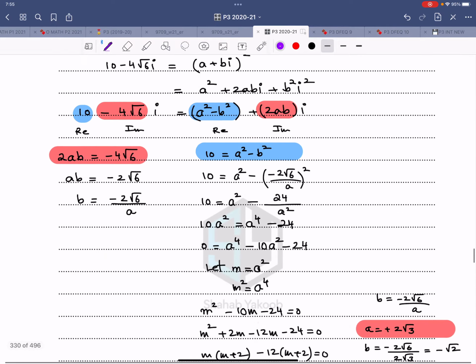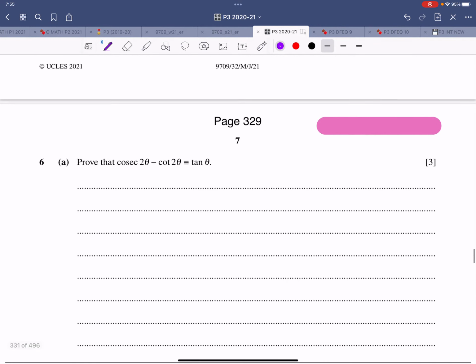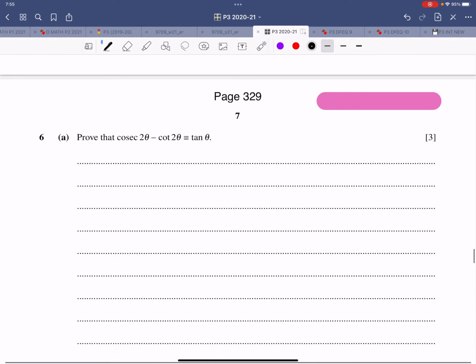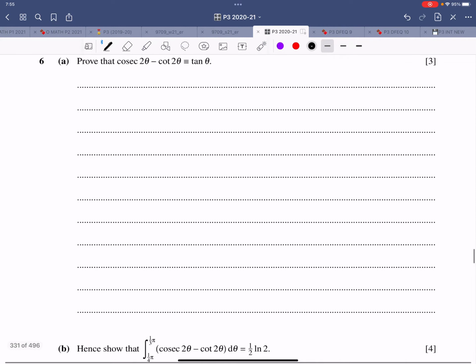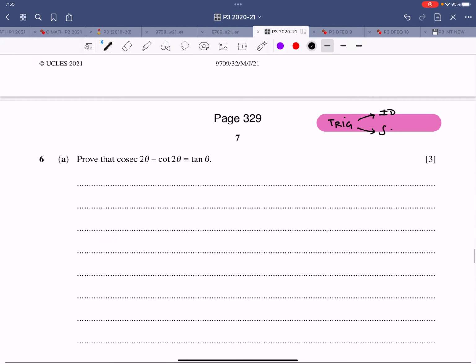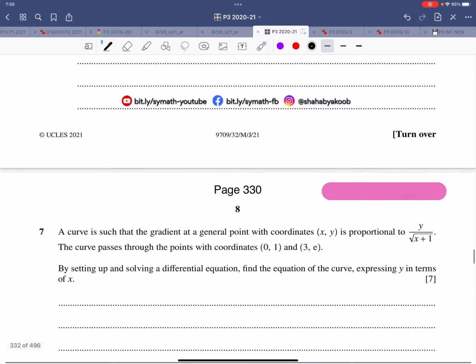Let's look at question number 6. Now, what is question number 6 all about? It's a trigonometry question. It's like a proving identity. That is the first part. And the next part is about integration. And I think there are two parts to this. So 6a, 6b, there are two parts.